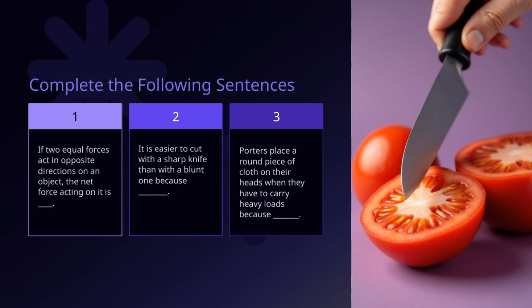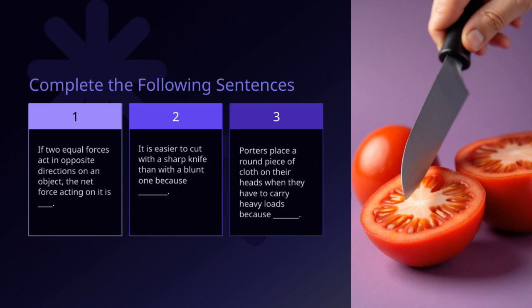Next, consider what happens when two equal forces act in opposite directions on an object. The net force in this case is 0. That means the object stays in its current state, either at rest or moving at a constant speed, because the forces cancel each other out. Connecting these ideas back to our overall theme, we see how understanding the mechanics of forces and practical techniques can really make a difference in everyday life.